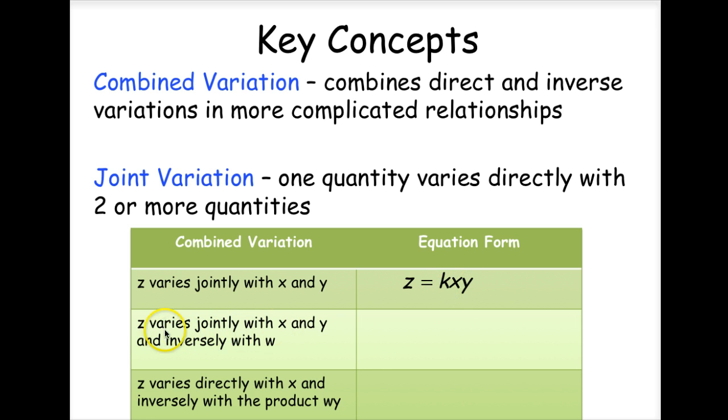Let's look at z varies jointly with x and y and inversely with w. So we divide kxy by w. Z varies directly with x and inversely with the product wy. So z varies directly with x and inversely with the product of w and y.